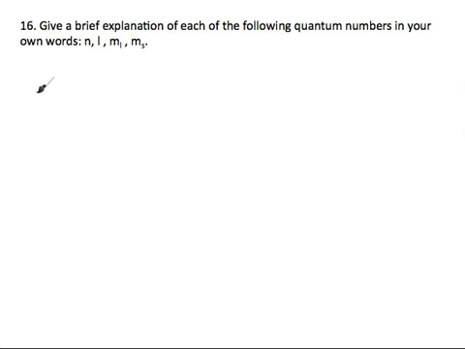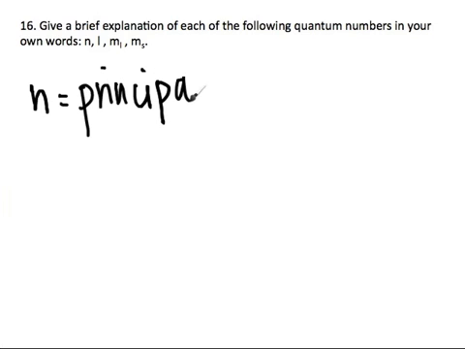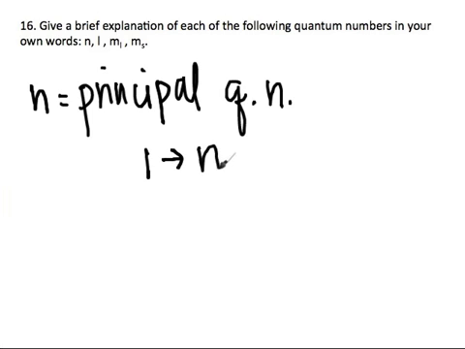For number 16, we're going to be discussing the 4 quantum numbers and how they describe the state of an electron. So the first quantum number that we designate as n is called the principal quantum number. This number says what energy level the electron is in. So this number ranges from 1 to any other positive integer. So it can be 1, 2, 3, 4, and so on.